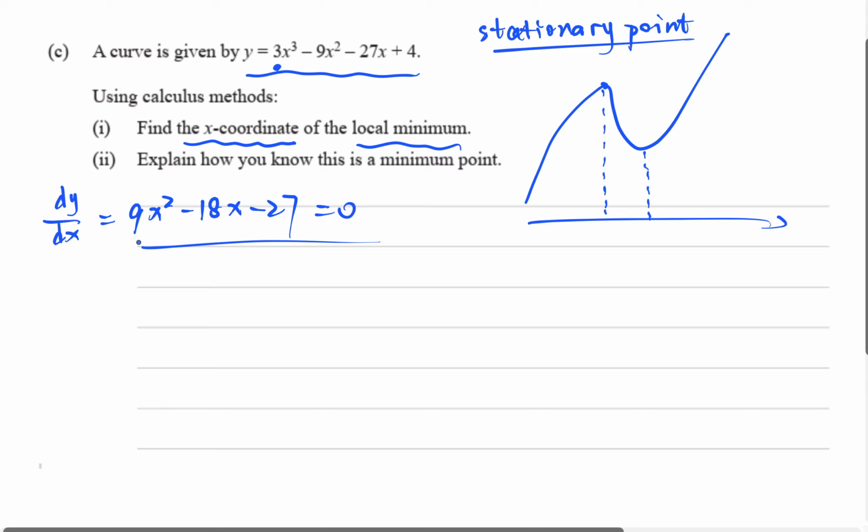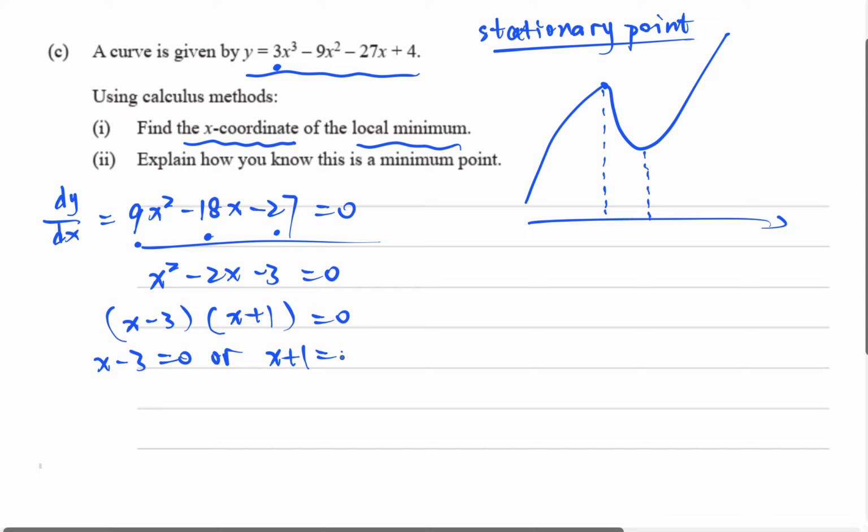On both sides, I notice 9 is a common factor, so I divide by 9. That leaves x squared minus 2x minus 3 equals 0. I factorize into two brackets: x minus 3, x plus 1 equals 0. Either x minus 3 equals 0 or x plus 1 equals 0, which leaves x equals 3 or x equals negative 1. Looking at the graph, the bigger number means the right one. So the x value on the right is 3, and the left one is negative 1.